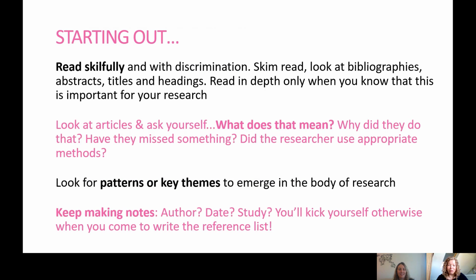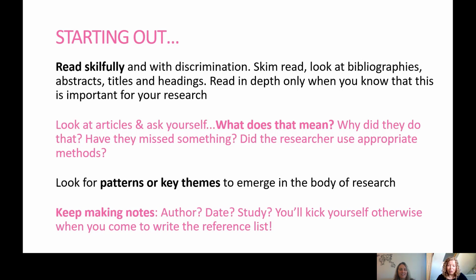So what do you need to do first of all? The first thing you should do is read skillfully and also with discrimination, because there's an awful lot of literature that you could read, but you only have a certain amount of time to do this, and you'll need to fit your EPQ in around your other studies.